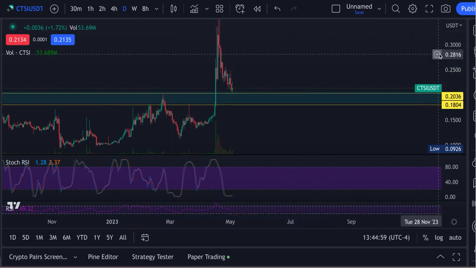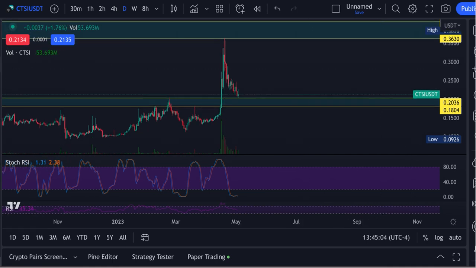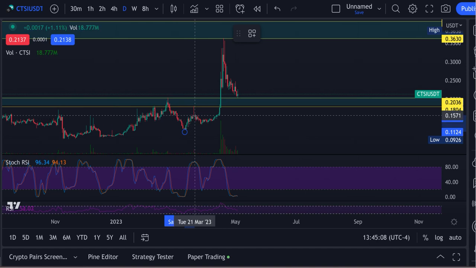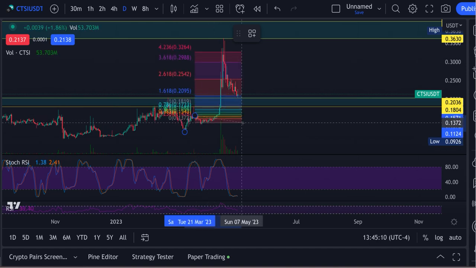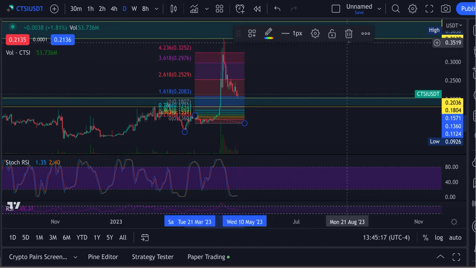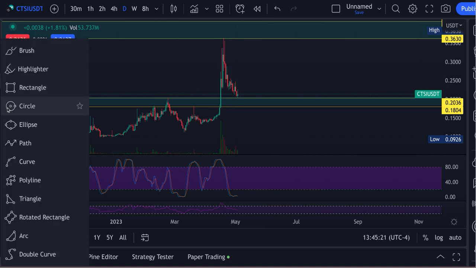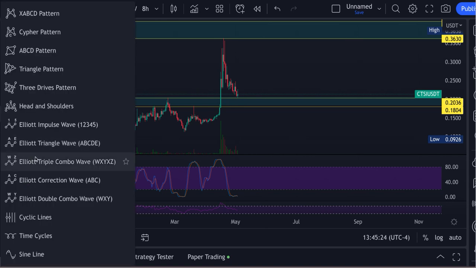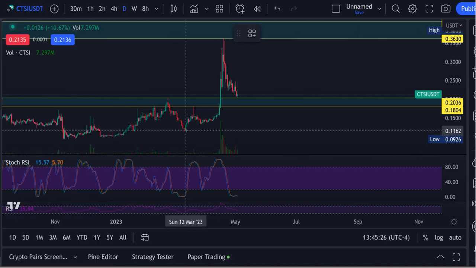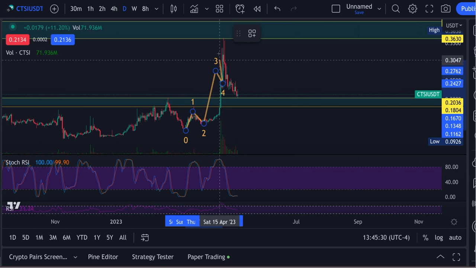Our RSI is reset on this past move. If we put that trend-based fib on there, this thing worked beautifully. I love this tool. Any Fibonacci, I just love it. You can see it worked perfect. 4.236 extension out of that thing, and you had a perfect five waves up. Let's show you them: 1, 2, 3, 4, 5.